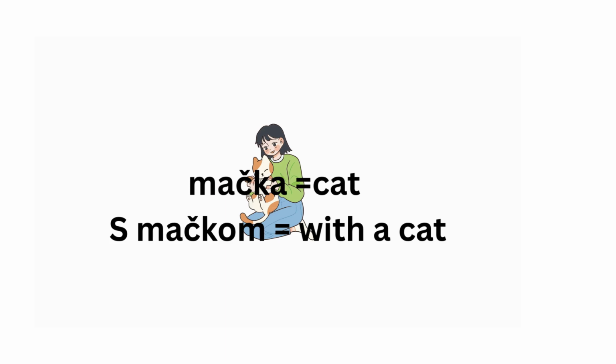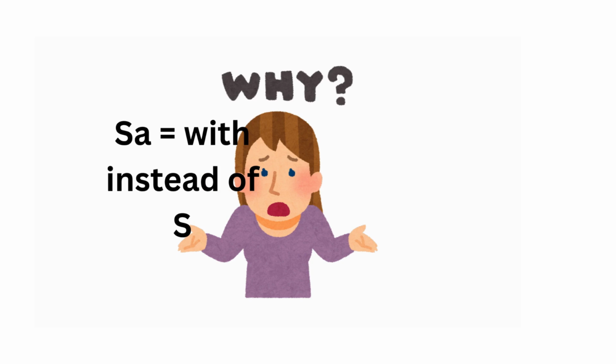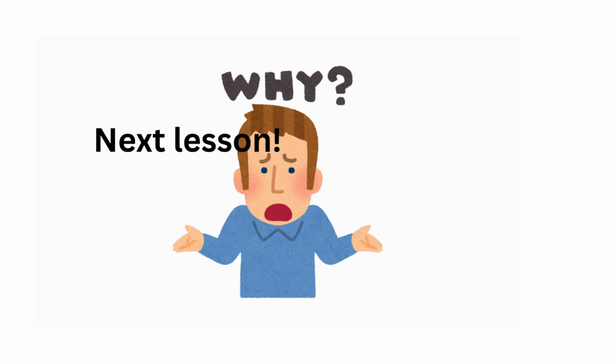Now we've got mačka, cat, s mačkom, with a cat. We've got kruh, bread, s kruhom, with bread. But sometimes we see a sa, with, instead of a s. Why? Well, we're going to find out next lesson.